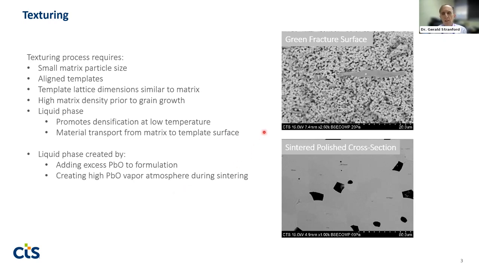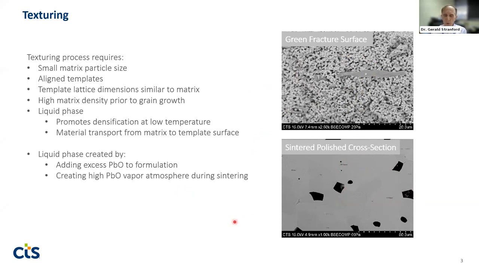Over here on the right, I just show a couple of micrographs, similar to what Mark was showing. We see the template and the fine grain matrix. This is just a green fracture surface here. And then following sintering, we see a relatively dense microstructure. These short, dark lines here are the templates, and the grains have grown around them. The darker areas are porosity in the material.